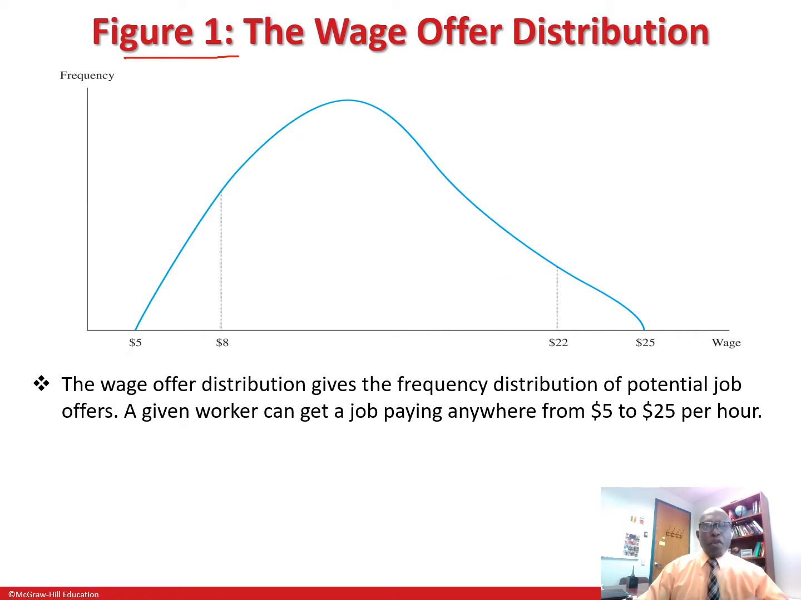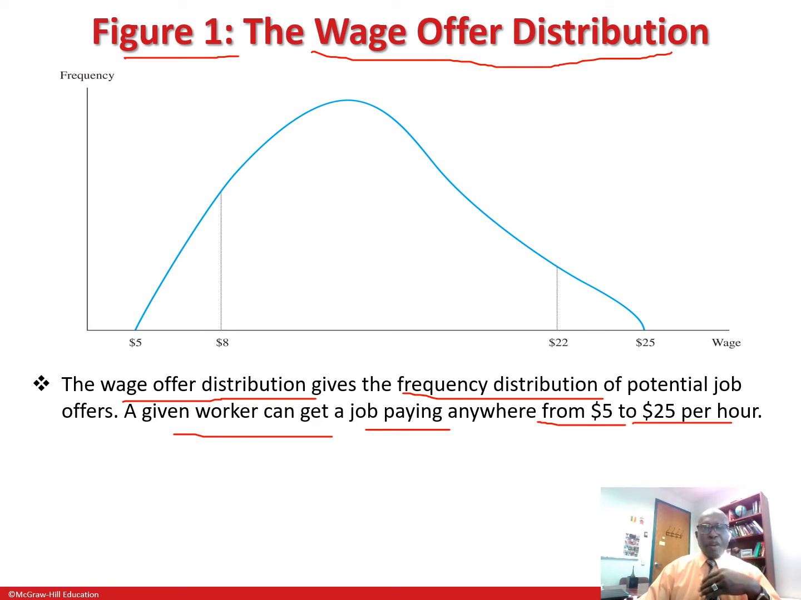Figure 1 displays the wage offer distribution. The wage offer distribution gives the frequency distribution of potential job offers. A given worker can get a job paying anywhere between $5 and $25 an hour. So we assume that the unemployed worker knows the shape of the wage offer distribution. In other words, he knows that there is a high probability that a search will locate a job paying between $8 and $22 an hour. But there is also a small probability that he may end up getting paid less than $8 or more than $22.